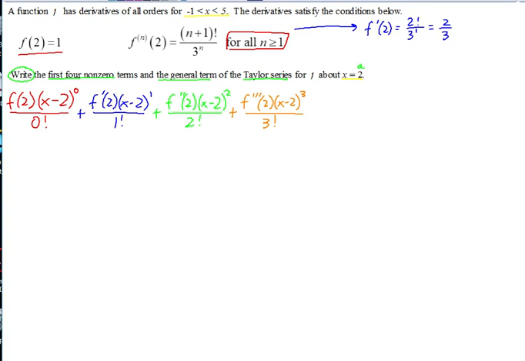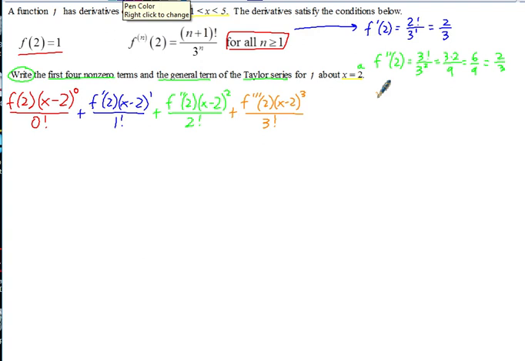Then f double prime of 2 would be, if n is 2, that would be 2 plus 1, that would be 3 factorial over 3 squared. Well, 3 factorial is 3 times 2, over 3 squared is 9. That gives you 6 over 9, which just happens to reduce to 2/3. So does that mean they're all going to be 2/3? Well, let's find out.